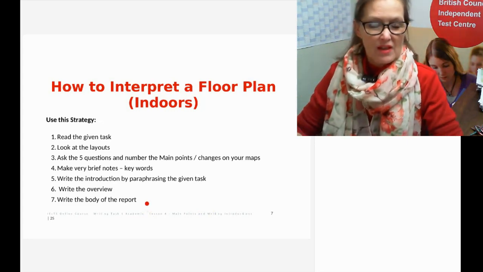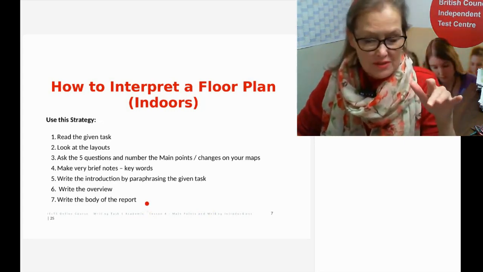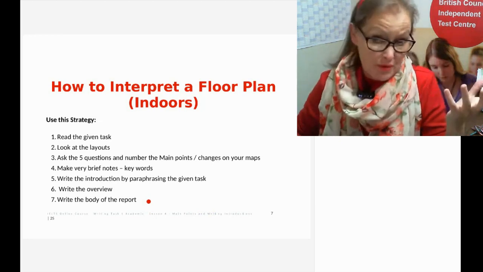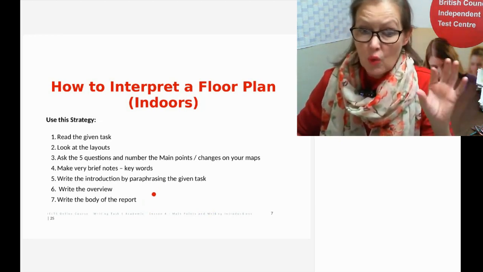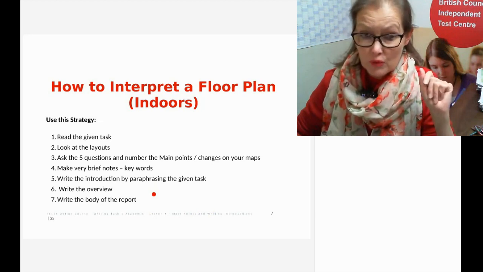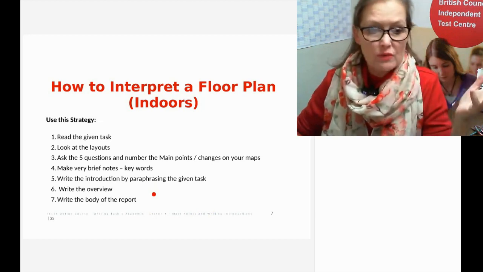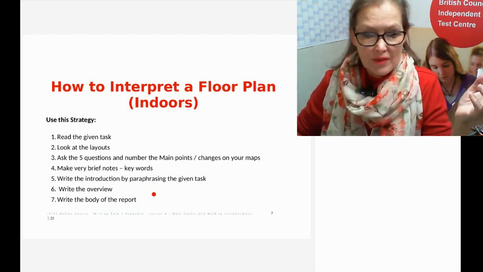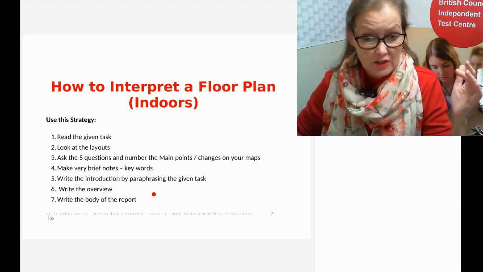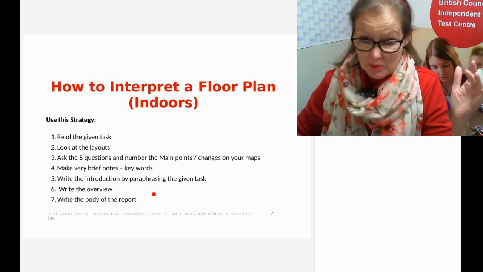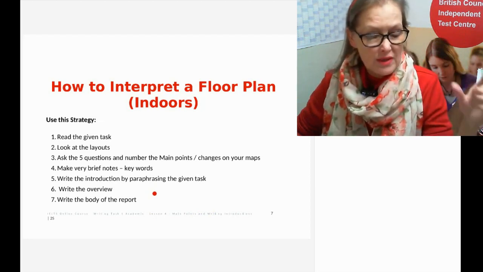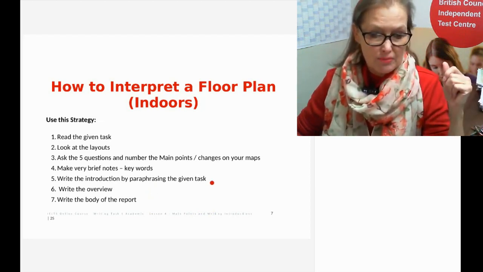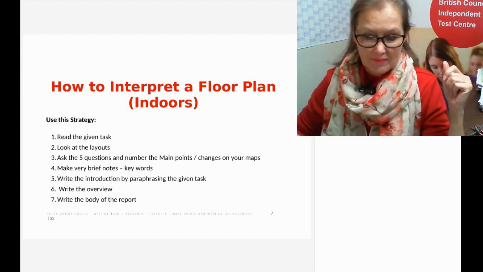Okay. So once you've made your brief notes and you've got your summary, you're going to construct your sentences from your brief notes, from your keywords. You're going to then write the introduction, and we're going to show you exactly how to do that. And you're going to practice, and then you're going to write an overview, and then write the body of your report.